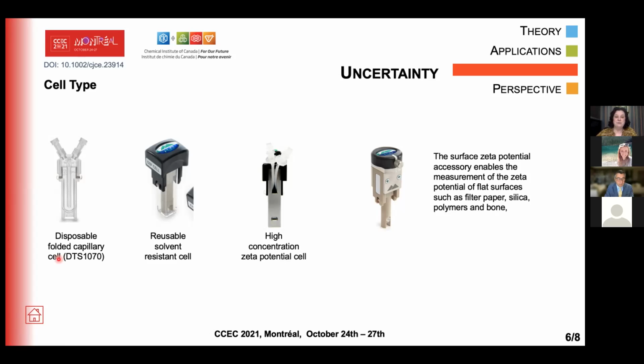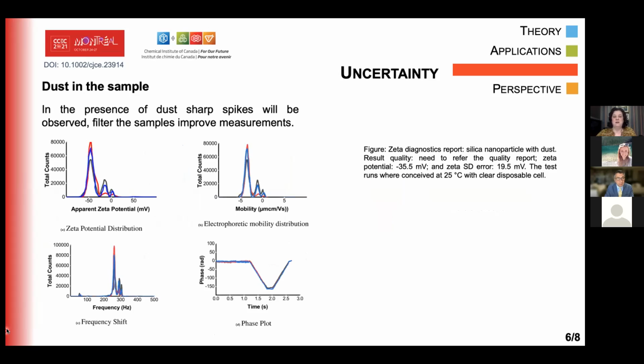You have several types of cell to be used during the Zeta potential measurement. You have the disposable folded capillary cell, which when it gets old and you can't use it anymore, you just trash it. You can use solvent resistant cells for specific types of solvents, high concentration Zeta potential cells, and so on.